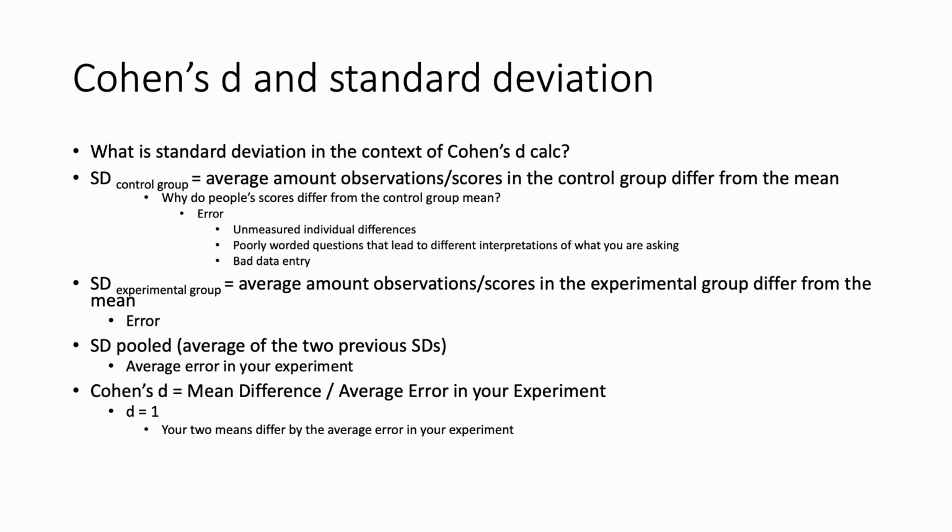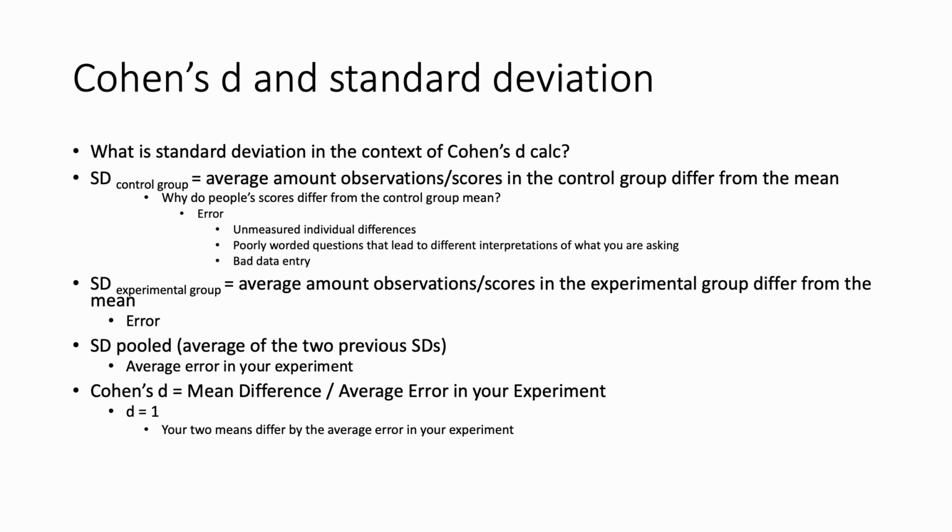Going back to my question, why do people's scores differ from the control group mean? Your first answer is probably individual differences. That's true, and we didn't measure those. We don't know why they differ. Maybe it's individual differences in IQ, math experience, who knows, lots of things. Attention, interest, a lot of things. But we didn't measure them. When we don't measure individual differences, they add error to our data.